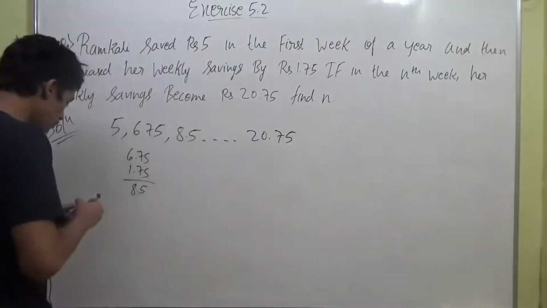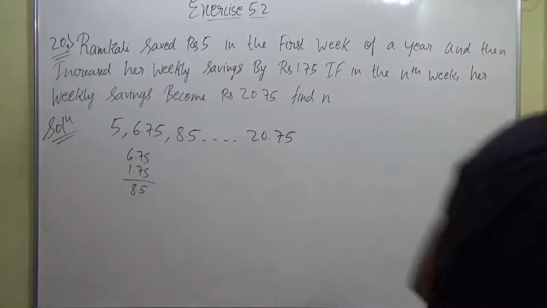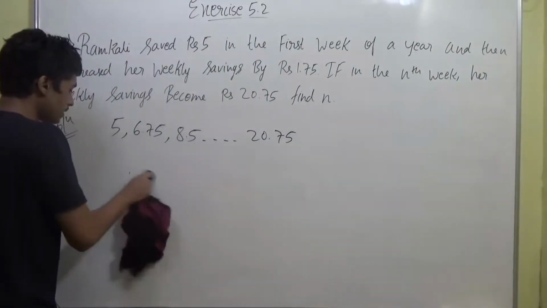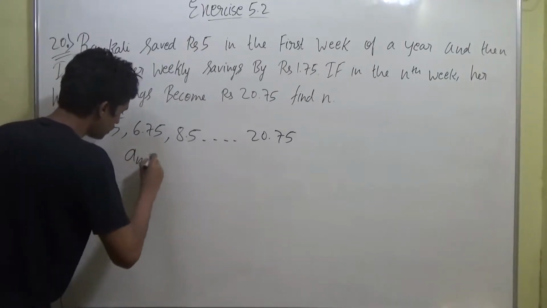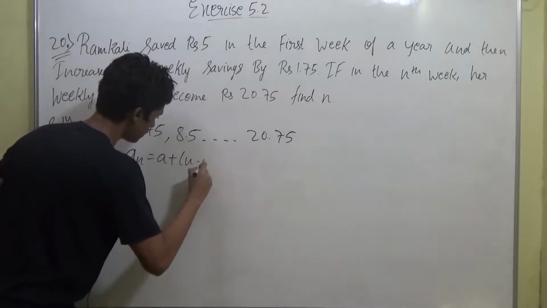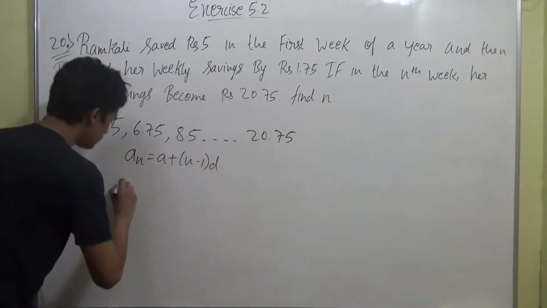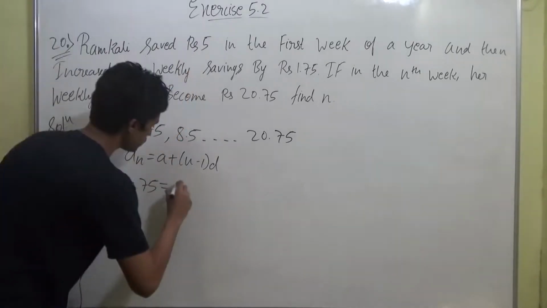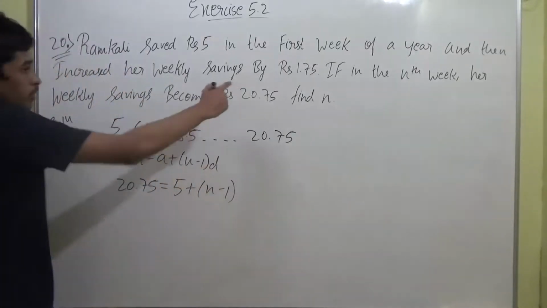We have to find the value of n when it's going to become 20.75. Now it's easy, right, guys? We have to just apply the formula a_n equal to a plus n minus 1 into d. In place of a_n we'll be putting 20.75. 20.75 equal to a, what is a? First term was 5, plus n minus 1, n is what we have to find, and d is 1.75.